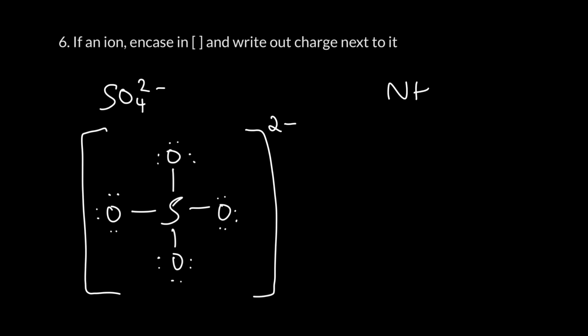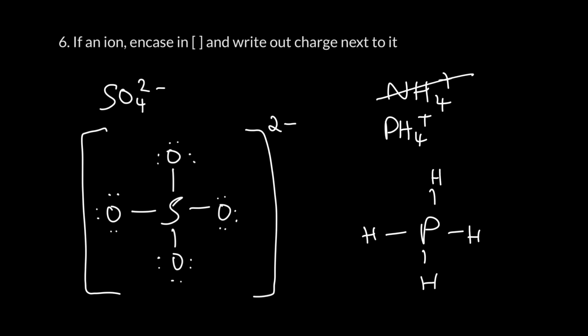We had another one, right? NH4 plus. No, it wasn't. It was PH4 plus. Whether it's real, I'm not really sure. So we had P surrounded by 4 H's, something like that. And the very last thing we should have done is encase it in those square brackets and put the plus next to it. So that's it.